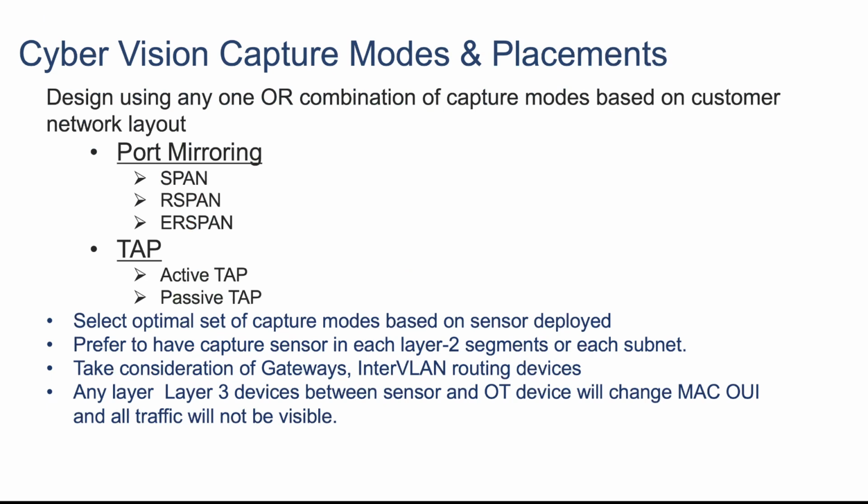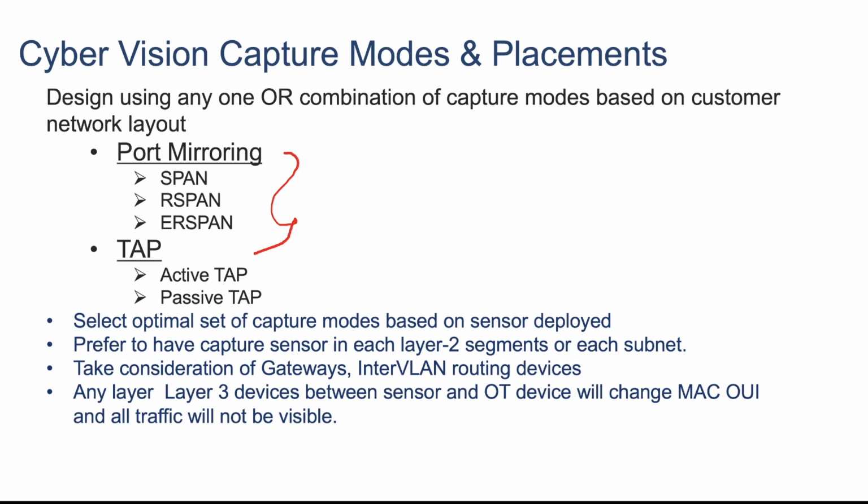Okay, let's see Cisco CyberVision capture modes and placements. Your design can be any one or any combination, based on the current setup or how we are designing for the customer. For capturing, we can use port mirroring technologies like SPAN, RSPAN, ERSPAN, or we can also use a TAP, or active or passive SPAN. Selecting an optimal capture mode is based on how the customer's network is, or how they plan to deploy.